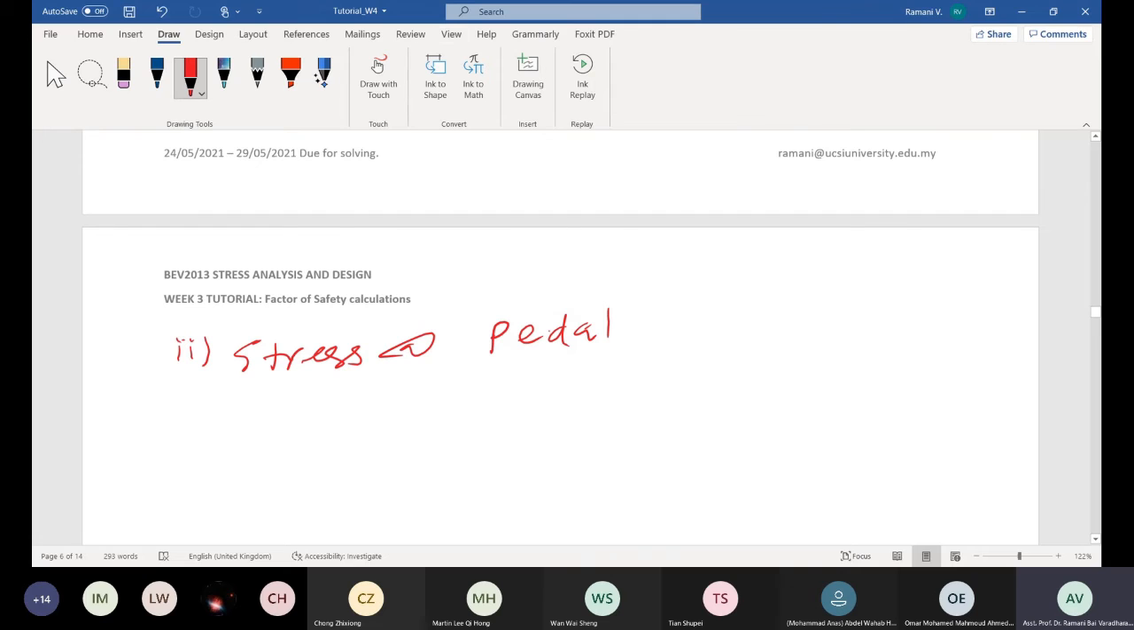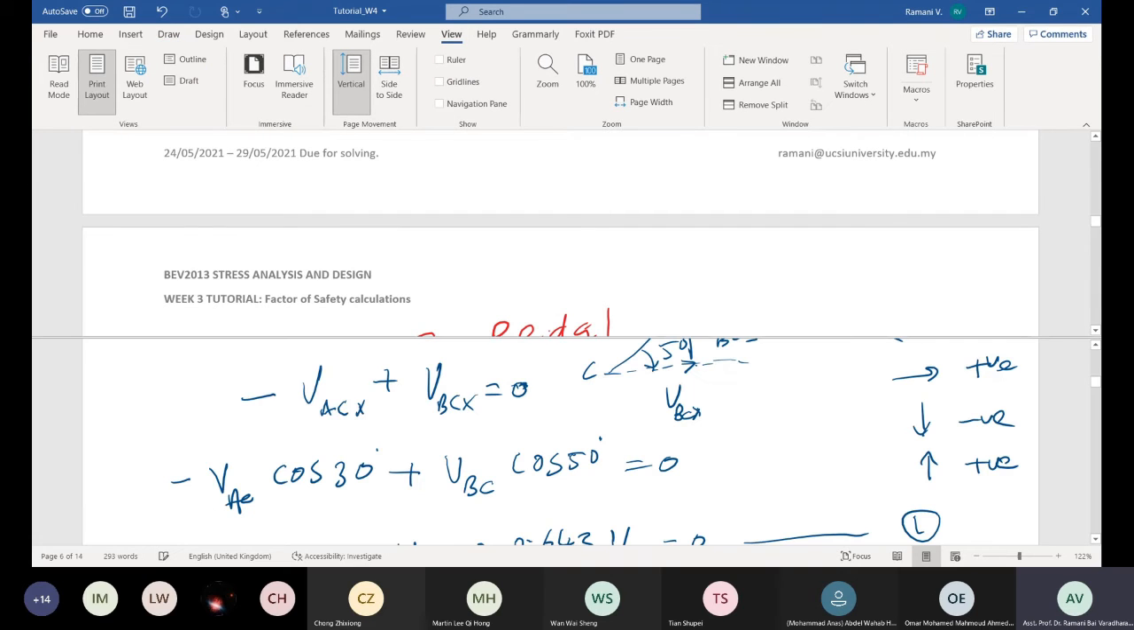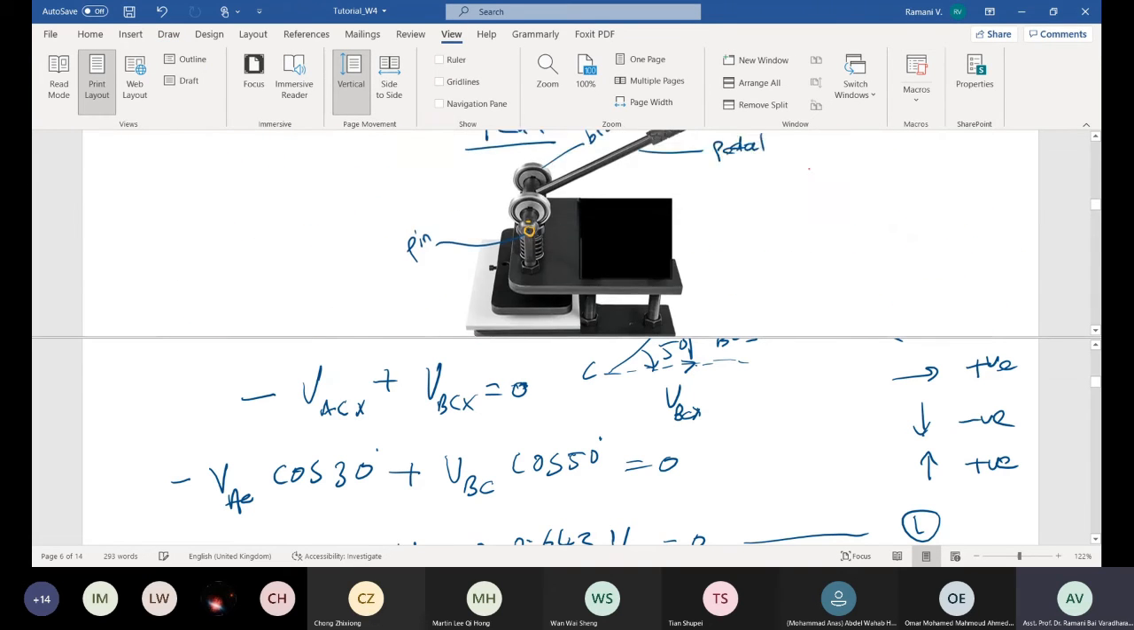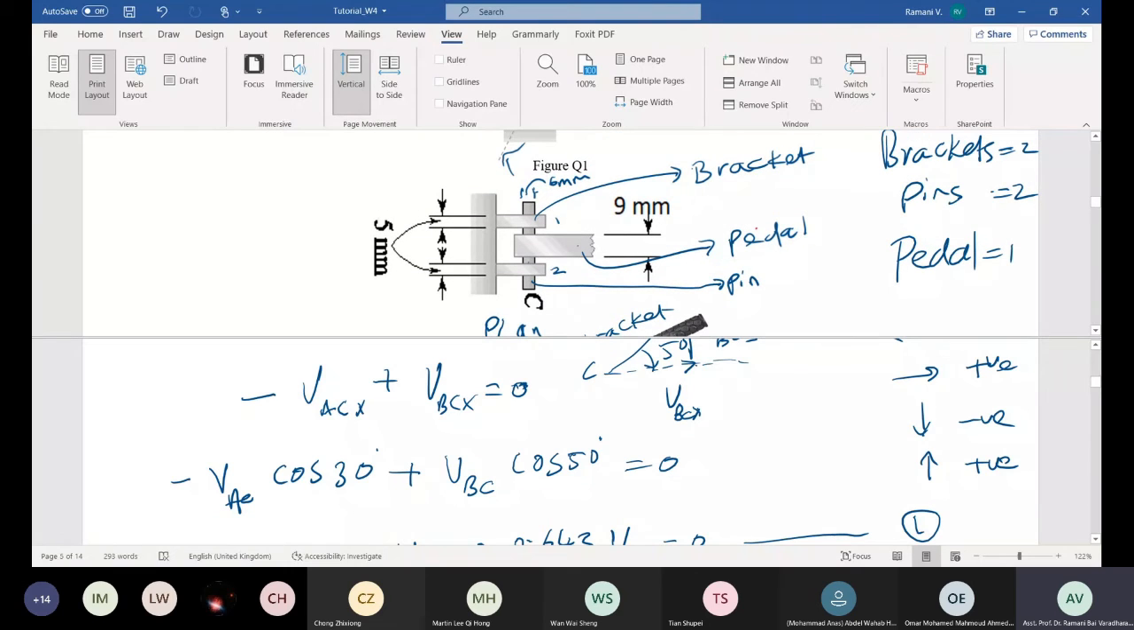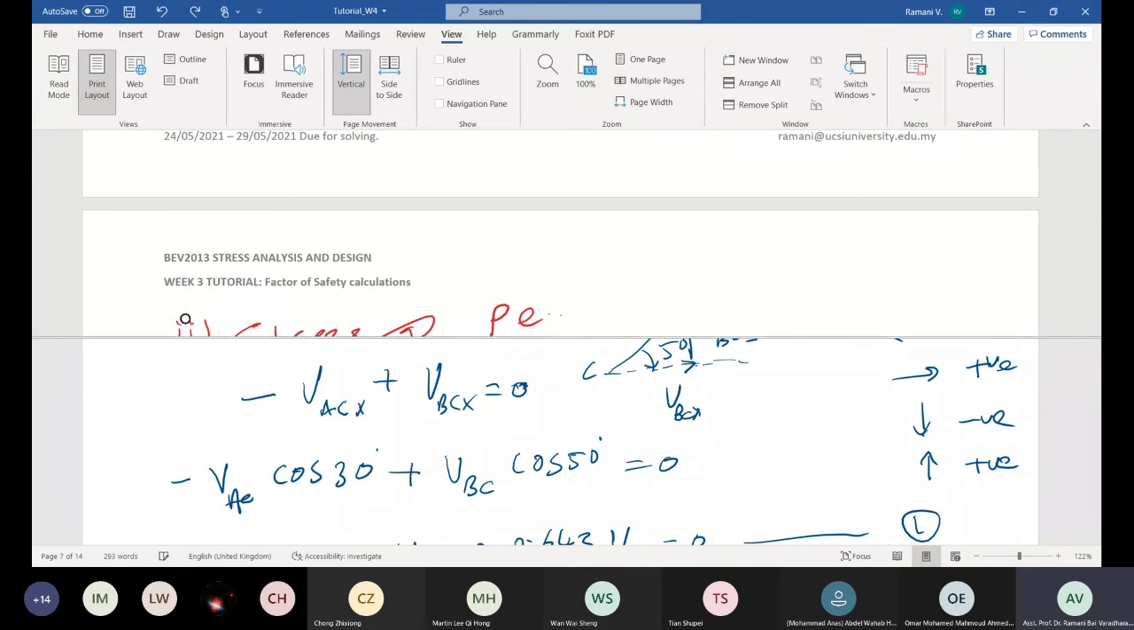Maybe I show the diagram. Flip. The cutter is like this. You have to remember the cutter, this portion. You are now solving for this portion. Okay. All of you look at this pedal and then do the stress analysis.